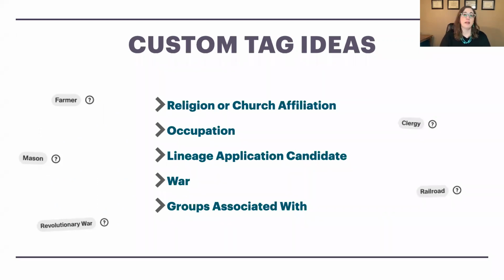You can see I made a tag for Mason because I have Masons in my family tree. I have farmers in my family tree. I have people that fought in the Revolutionary War. There's lots of different ideas that you can come up with for custom tags. Let me show you how to create a custom tag.